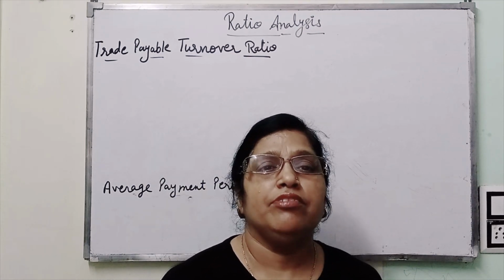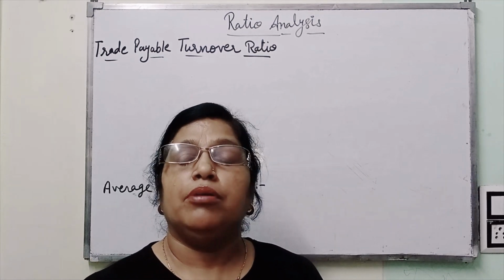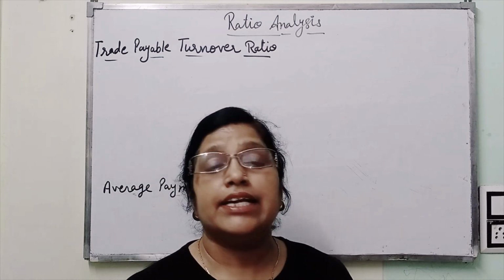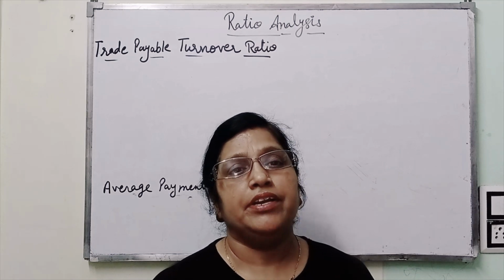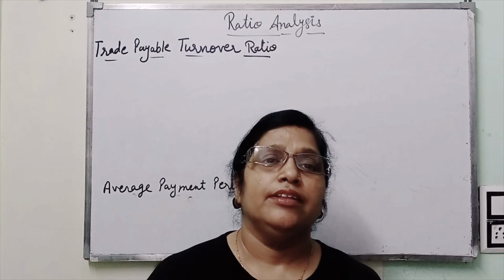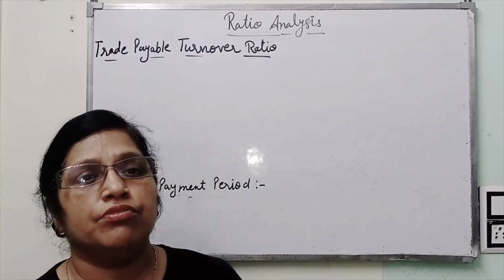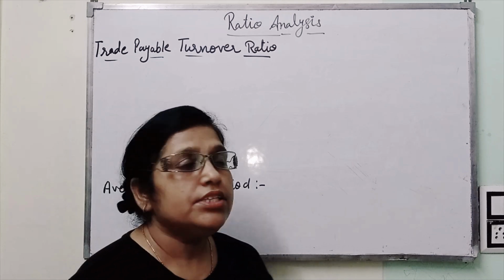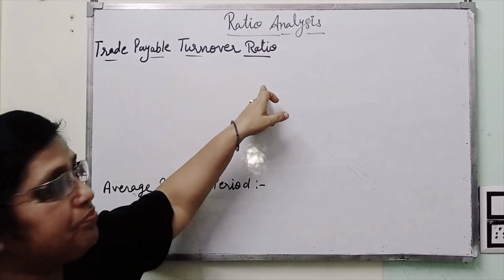As you know, we have started chapter 4, that is ratio analysis, and we have completed two ratios, and we have started the third ratio, that is activity ratio. Under activity ratio we have completed two ratios again: inventory turnover ratio and debtors turnover ratio, or we can say bills receivable turnover ratio. In this video we will learn about trade payable turnover ratio.